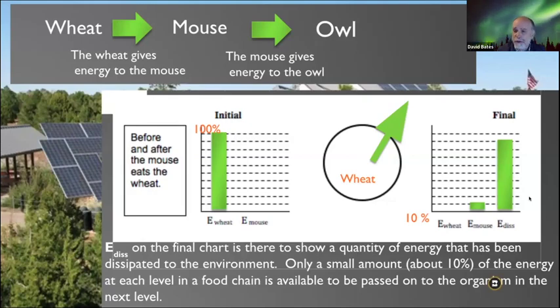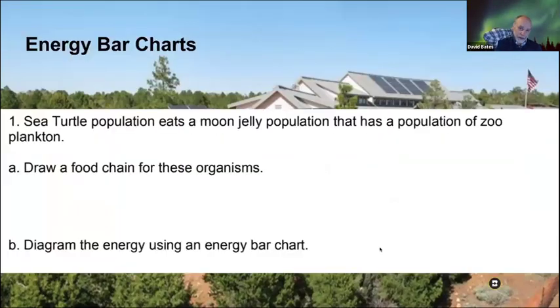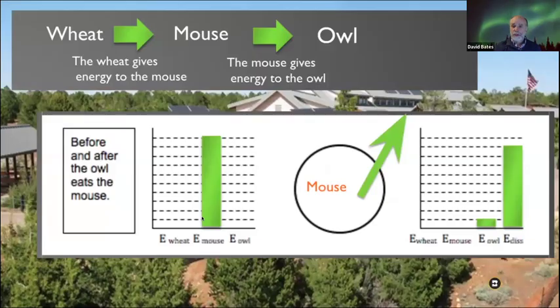All right, any questions so far? All right, so guess what we're going to do next? If we just did the wheat, now we're going to do one representing the owl. So now the mouse system, the mouse has 100% of the energy, and what's going to happen to the mouse? He's going to get eaten by the owl. So the energy from the mouse is going to go to the owl, and using our rule of thumb about how much energy from the mouse ends up in the owl.